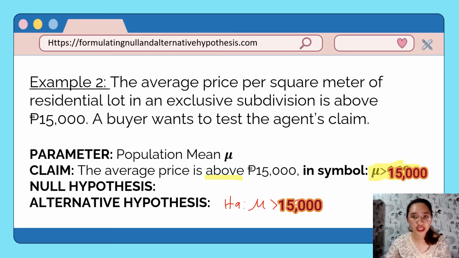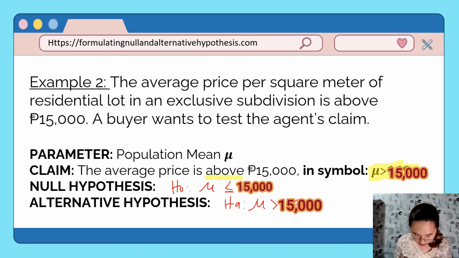Since meron na tayong formulated na alternative hypothesis, kukunin na lang natin yung complement o yung opposite ng ating greater than. At yun yung magsisilbi nating null hypothesis. Siyempre, ang complement ng greater than is less than, di ba? Or equal. Laging tatandaan ninyo sa HO po natin o null hypothesis, laging may equal. Pero pwede rin naman po na isulat natin na yung mean is equal. Either po dyan sa dalawa.